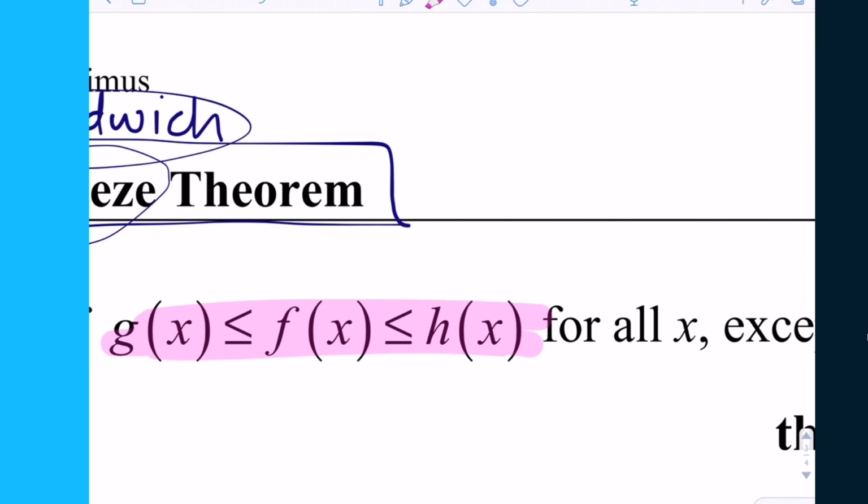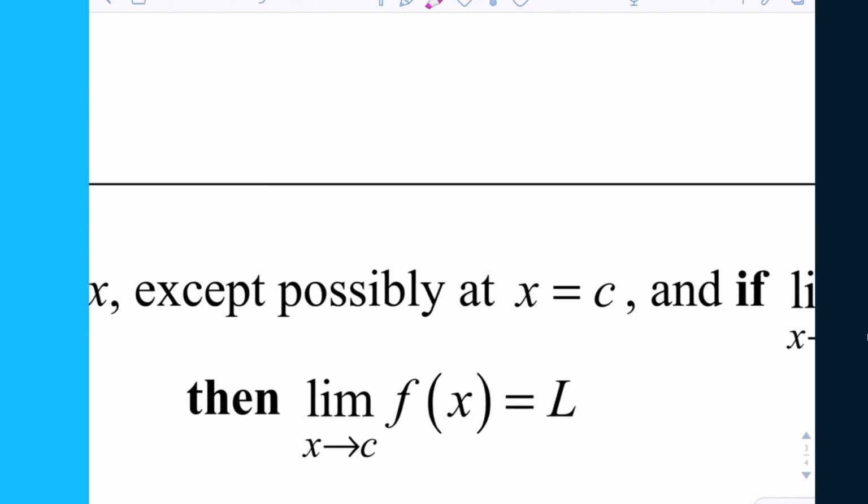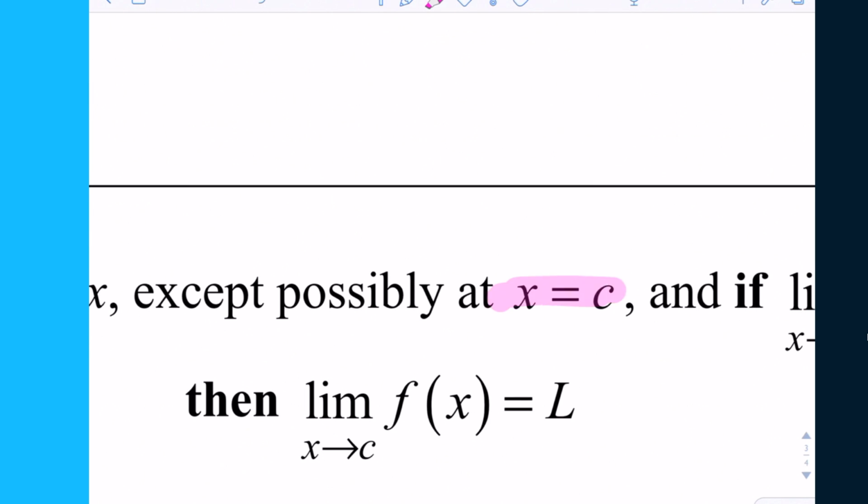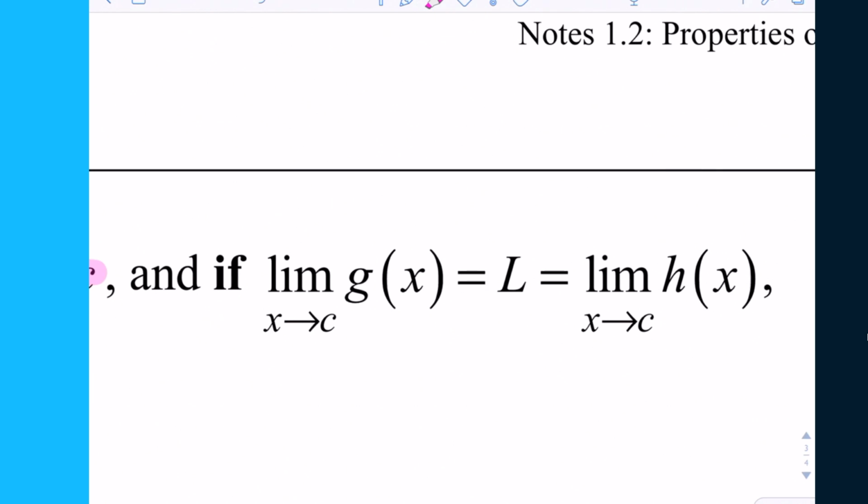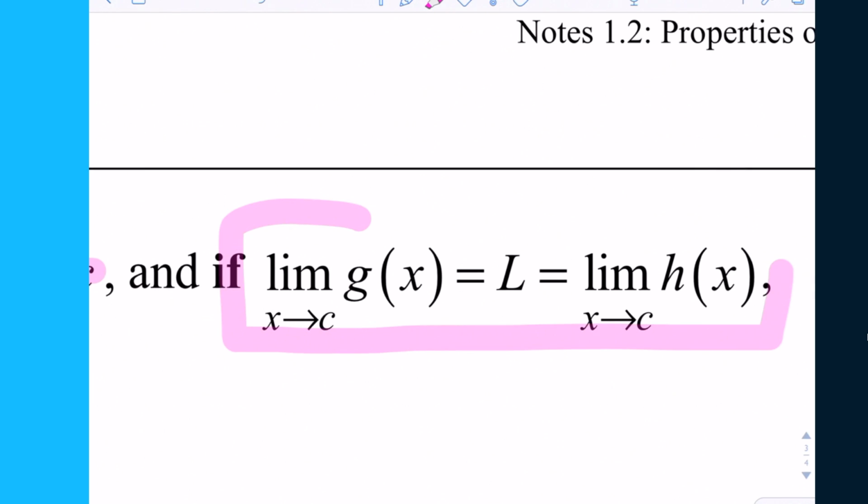So h of x is the upper bound, g of x is the lower bound, and f of x is contained in between them. It could bounce off of these curves because it's equal to, or it can be strictly in between them. But f is contained by g on the bottom and h on the top. If that's true everywhere except possibly at a single x value, then if we know this, if the lower slice of bread, g of x, and the upper slice of bread, h of x, both have limits of L at x equals c, what does that mean?